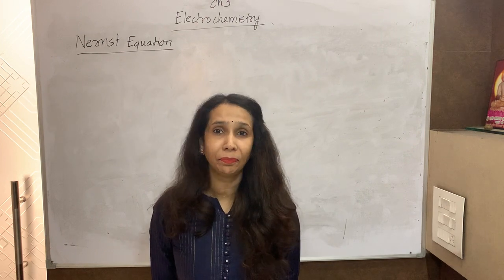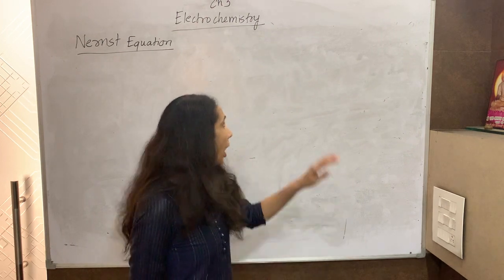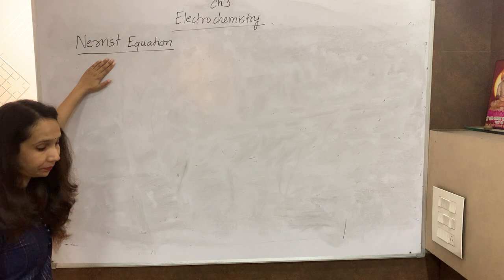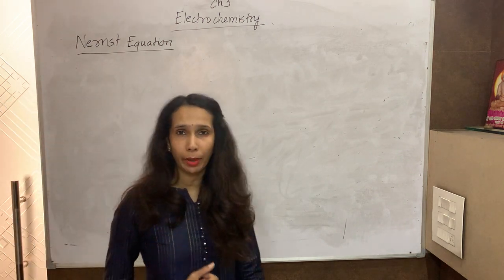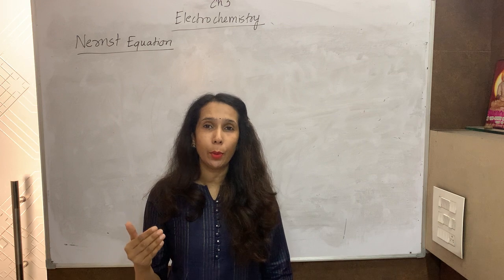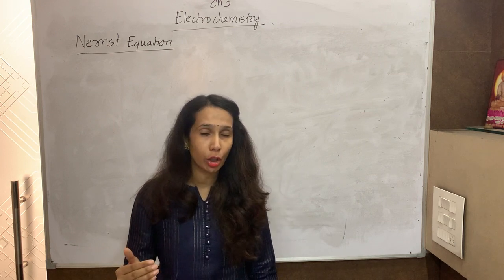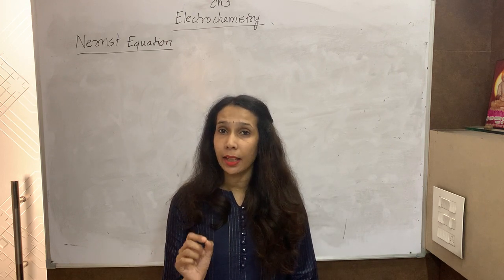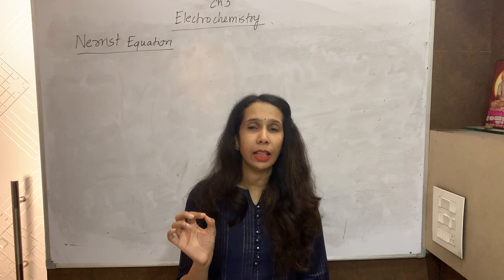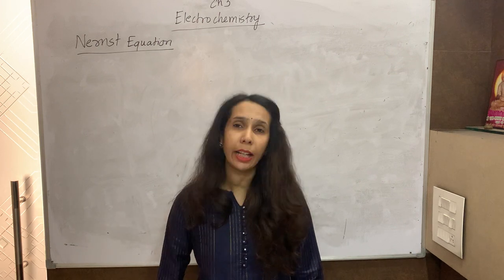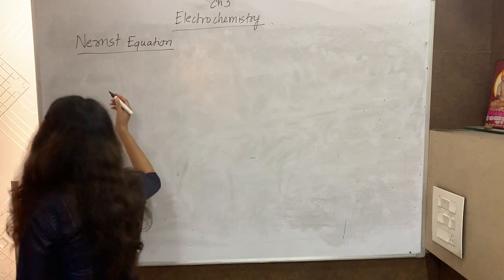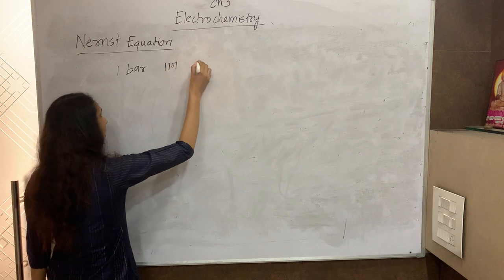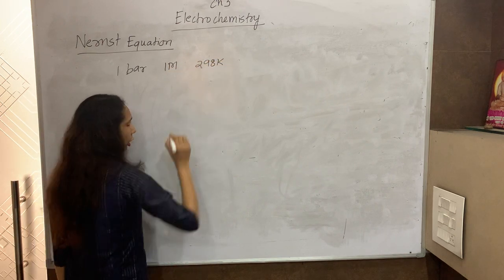Good morning, students. Now in this session of your chapter Electrochemistry, we will be doing the topic Nernst equation. We know that the electrochemical series gives us the values of the standard electrode potential of different elements and different species. But it tells us the values of only standard electrode potentials. Standard electrode potential means the values which are obtained at 1 bar pressure, 1 M concentration and 298 Kelvin temperature.